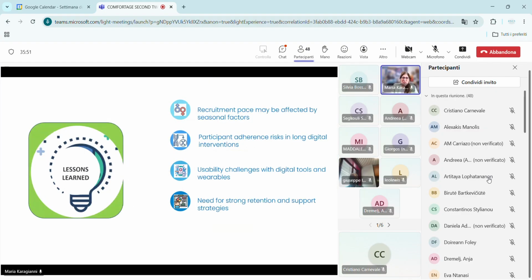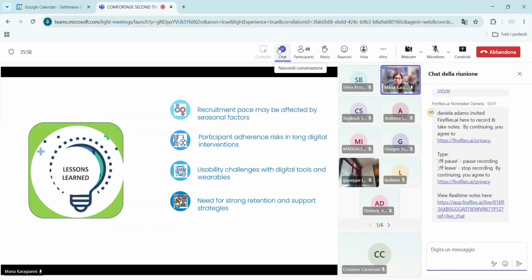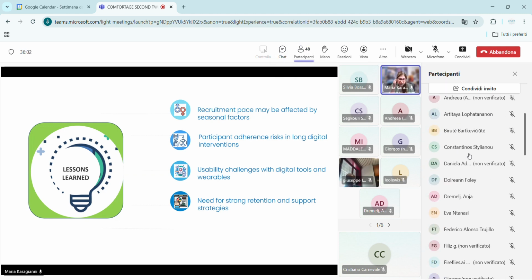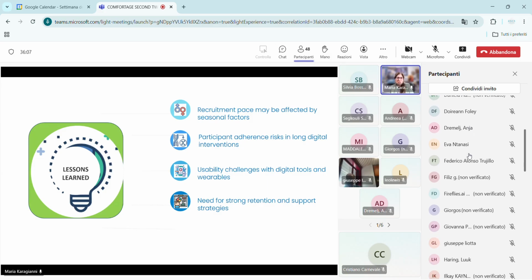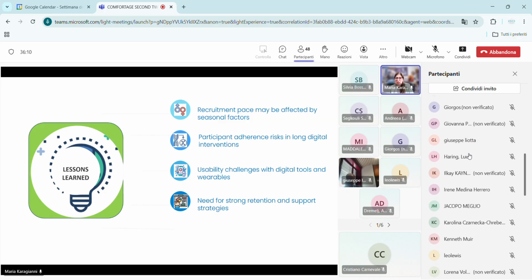And finally, some lessons learned. In this study, recruitment pace may be affected by seasonal factors, and this is very true about older adults, at least in Greece. We had some big breaks that have to do with Christmas, with Easter, and with the summer. So it's not easy to have participants at these time points, and it is very difficult also to have them do the training or the assessments.